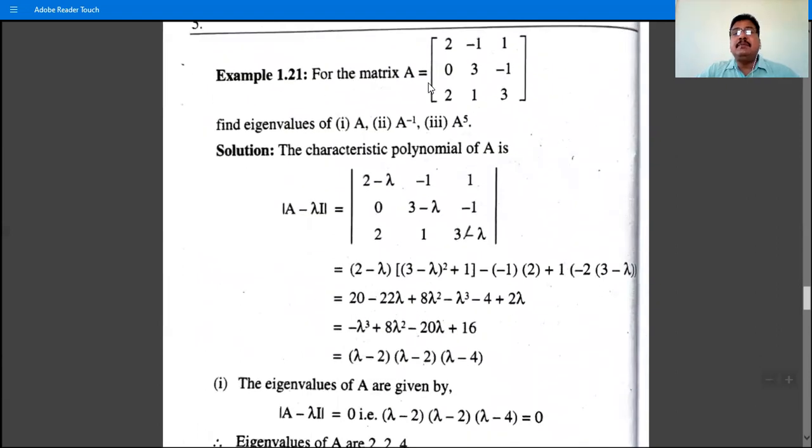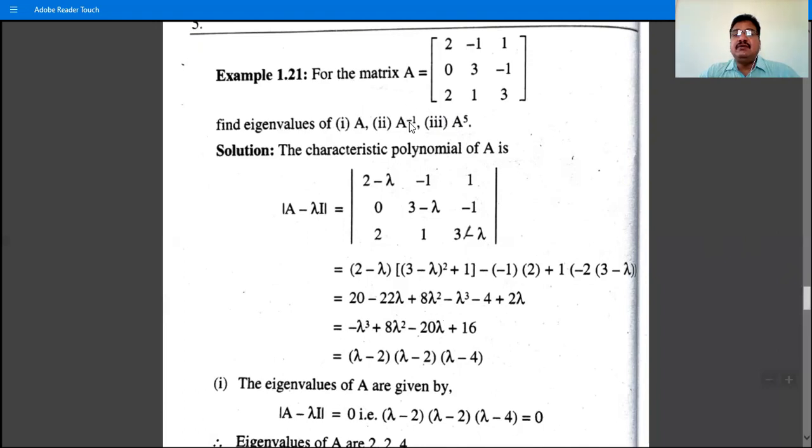The next example: for matrix A, find eigenvalues of A inverse and A raised to 5. So we know from the remarks that first we have to find the eigenvalues of A. In order to find eigenvalues of A raised to 5, we have to find the eigenvalues of A first, and then take the fifth power. Suppose we have the eigenvalues 2, 3, 5, then their fifth powers are the eigenvalues of A raised to 5.